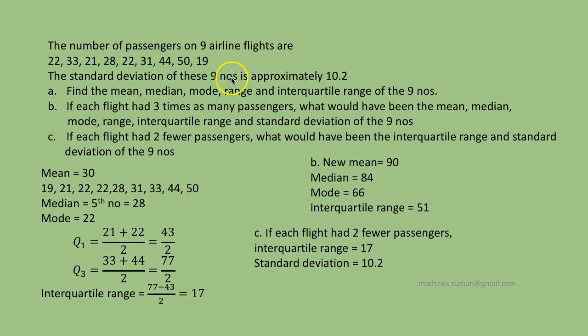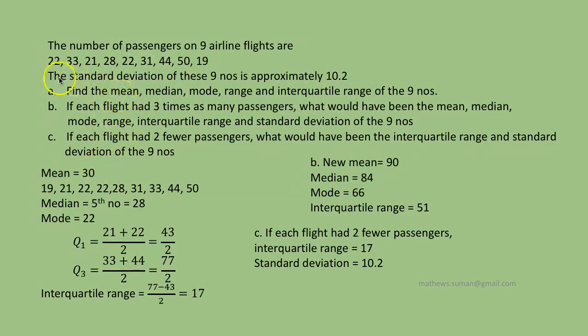Standard deviation is a measure of how spread out the observations are from each other. Coming to the next question, the number of passengers on 9 airline flights are as follows, and the standard deviation of these 9 numbers is approximately 10.2. Find the mean, median, mode, range and interquartile range of the 9 numbers. The mean would be, add all the numbers, divide by 9, so you would get 30.